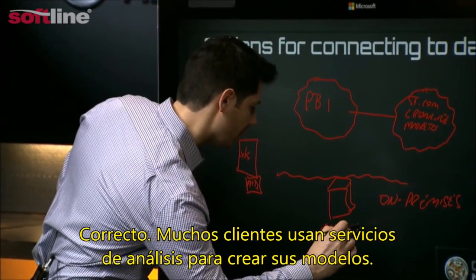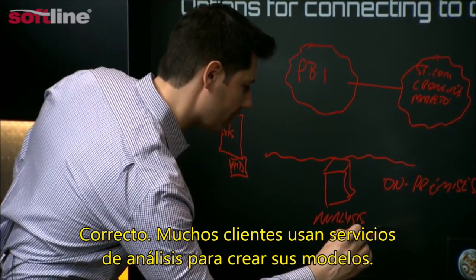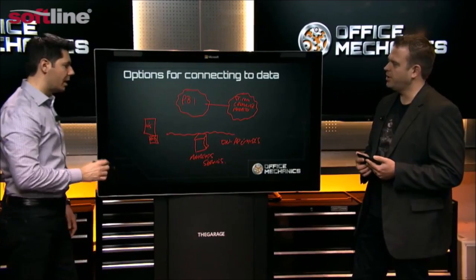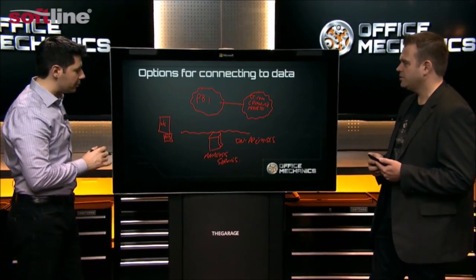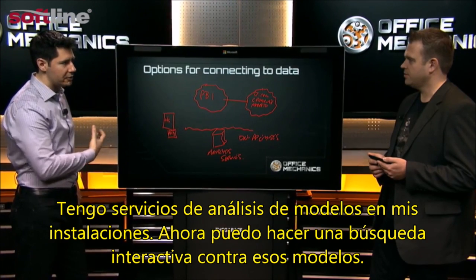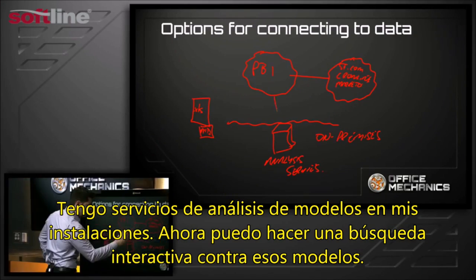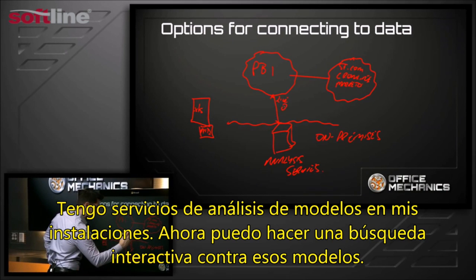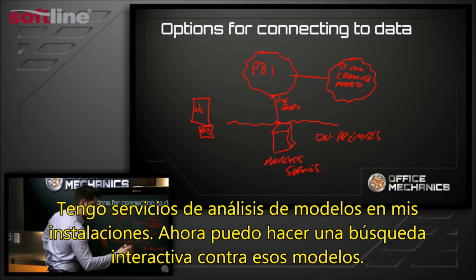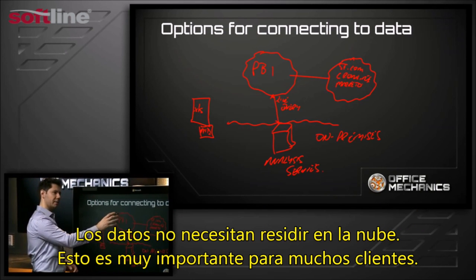That's right. So a lot of our customers use analysis services to create their models on-premise. Okay. And how does that work? Well, the way that this works is essentially I'll have analysis services models on-premise. Right. And now I can interactively do a live query against those models on-premise. Okay. And none of the data actually now needs to reside in the cloud.